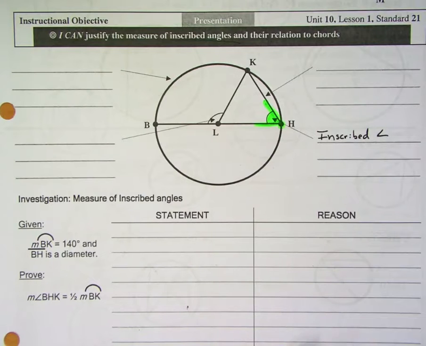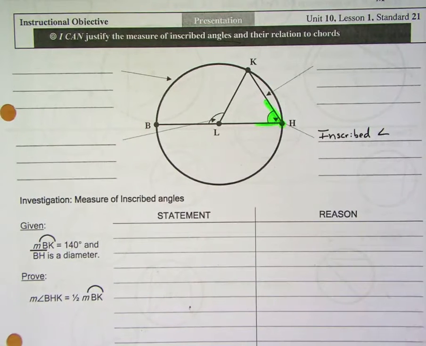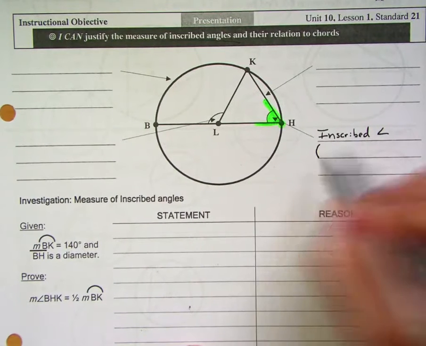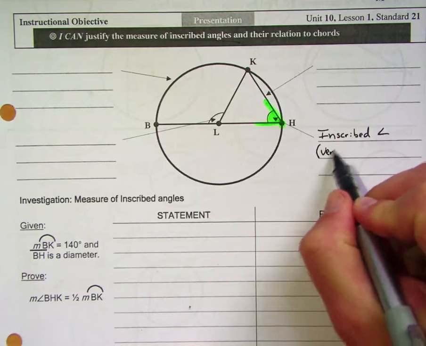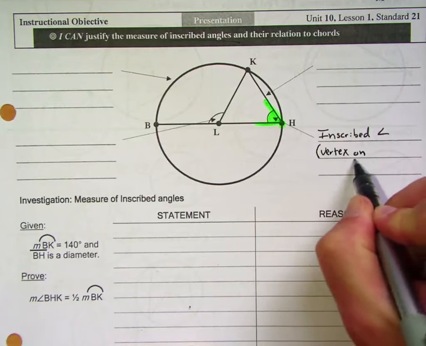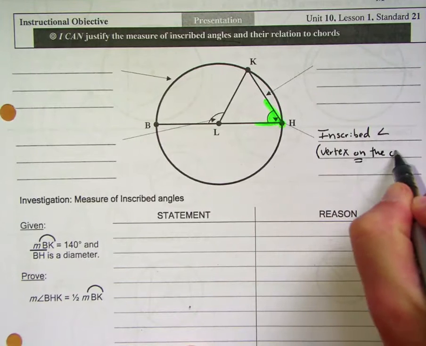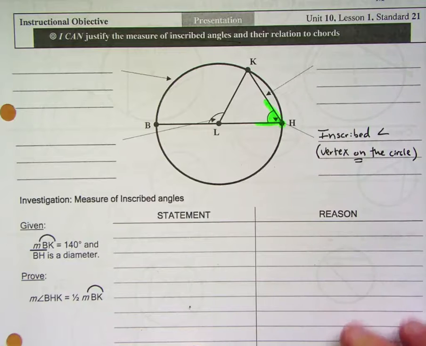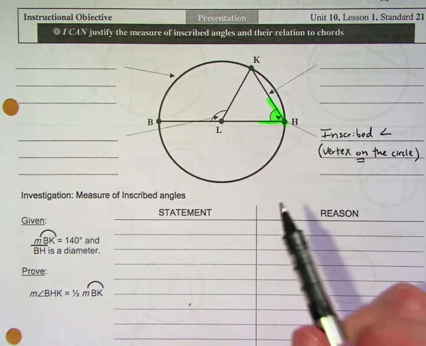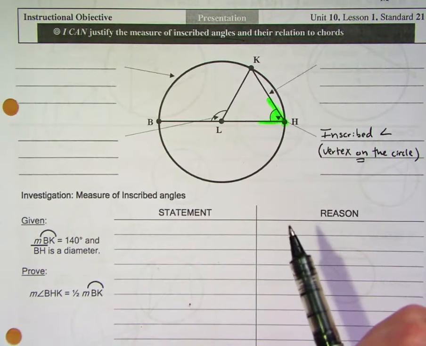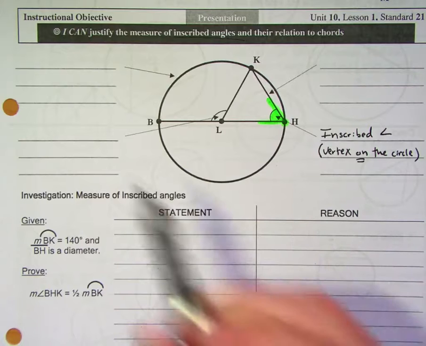Notice the vertex of the angle is sitting on the circle, and that's how I remember what an inscribed angle is. The vertex is on the circle. Now, let's look at some other pieces. We're going to go ahead and talk about the intercepted arc.